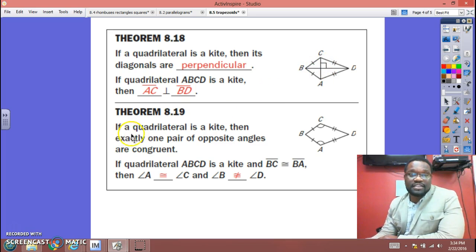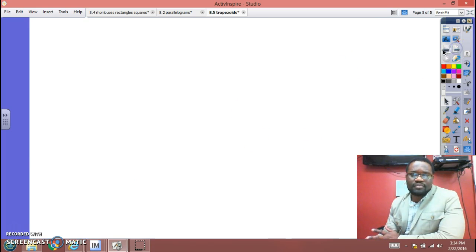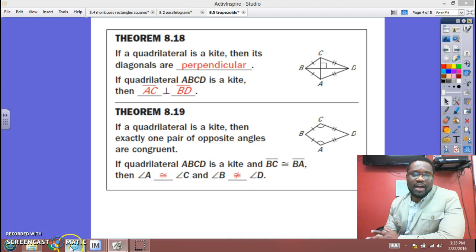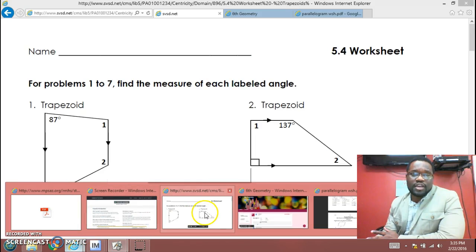This next theorem says if a quadrilateral is a kite, then exactly one pair of its opposite angles are congruent. So the shorter side, I always call them the shorter side angles, not the longer end, but the shorter, like diagonal, those angles are congruent. All right. So those are kites, quadrilaterals. I think that's it. So let's actually talk about how we use these and where it comes up.